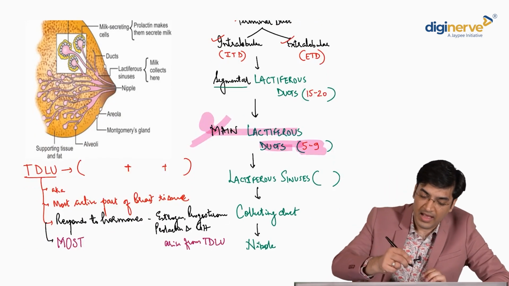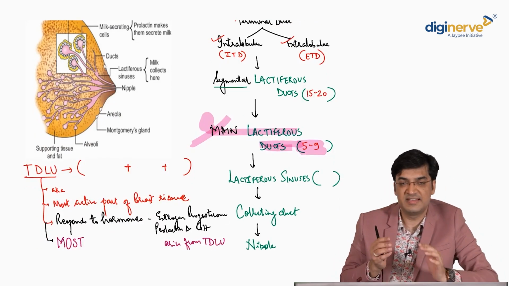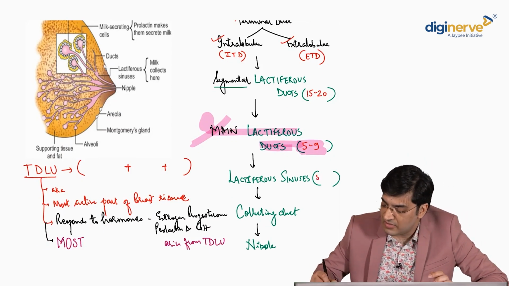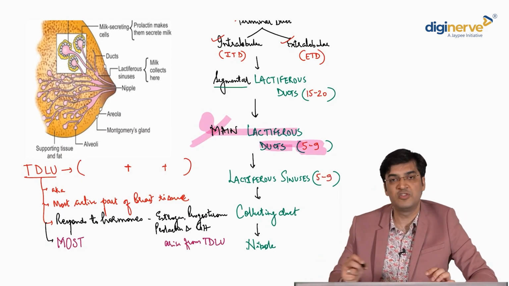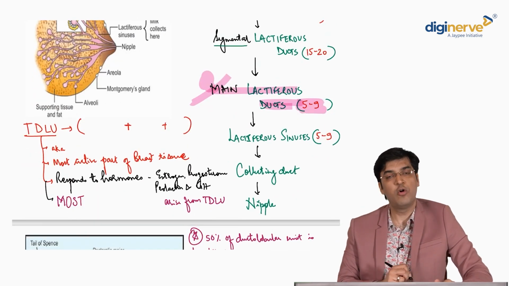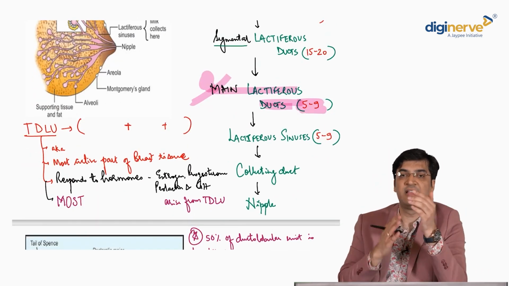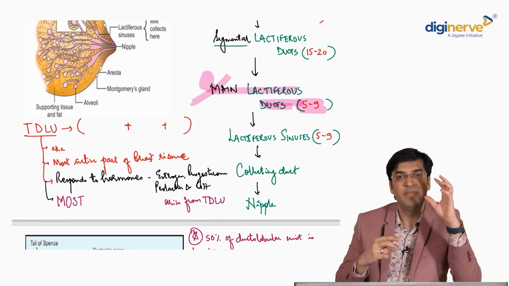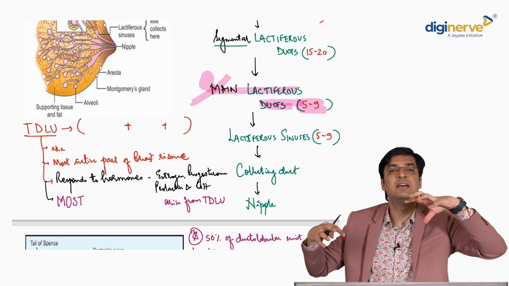Now, for as many ducts, there is a terminal dilation of the duct which is called a lactiferous sinus. So the number of lactiferous sinuses will also be 5 to 9, which open further into collecting ducts, and the collecting ducts finally open into the nipple. So this is how the milk gets formed and it reaches the nipple.